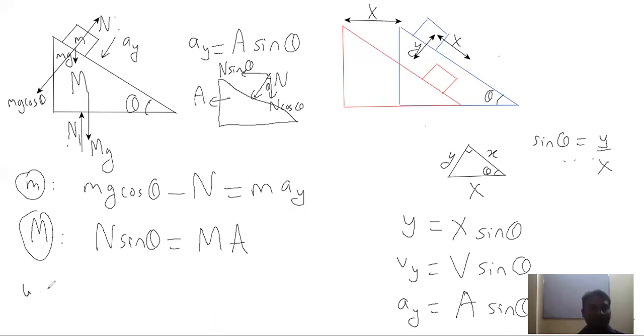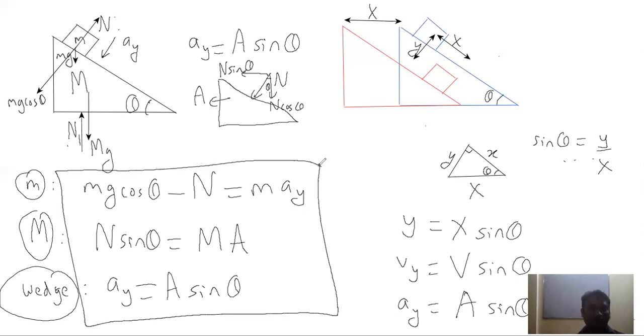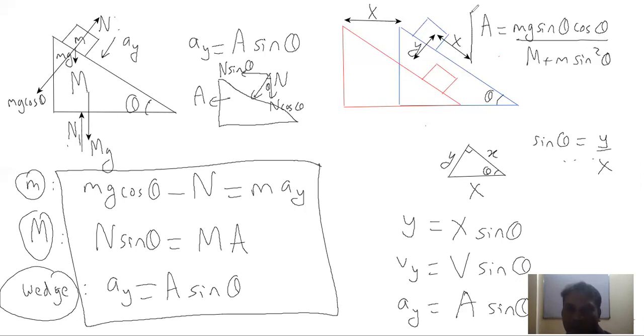And wedge constraint equation, we have ay is a sine theta. These are the three equations which we need to solve. So on solving these three equations, we will be able to find the acceleration of the wedge. And it will come out to be mg sine theta cos theta upon capital M plus small m sine square theta. So this is how we use wedge constraint.